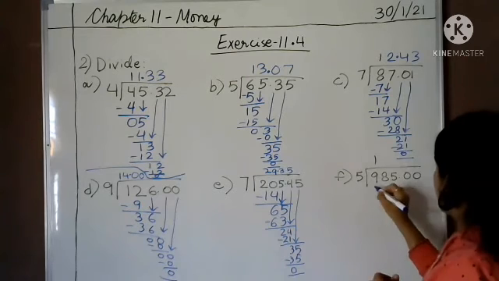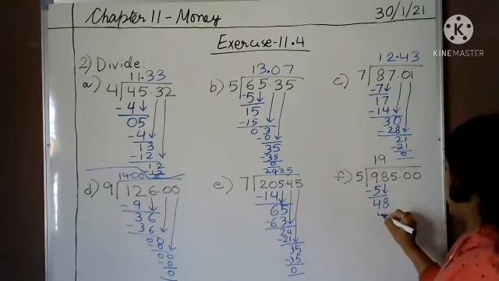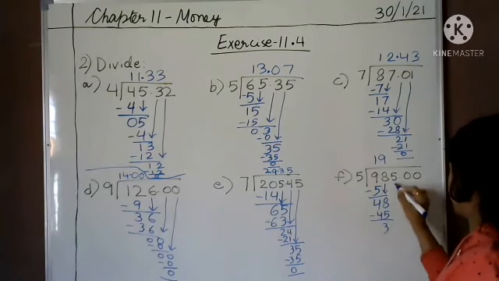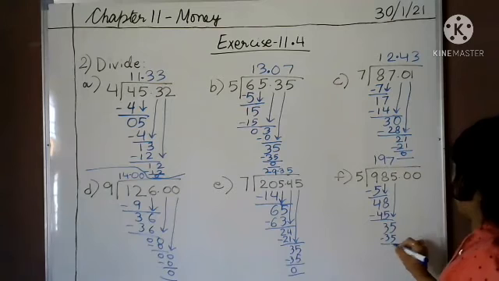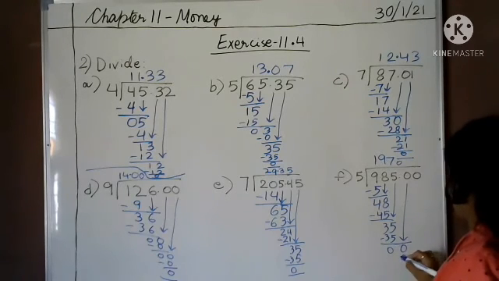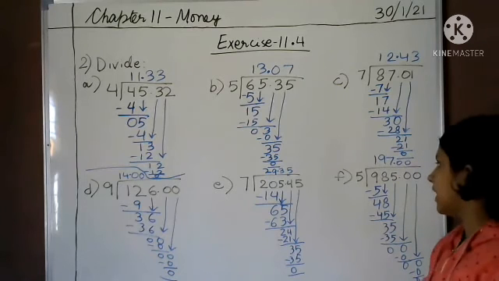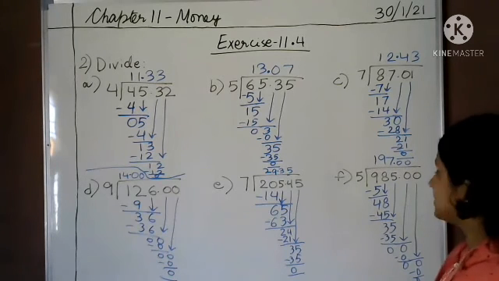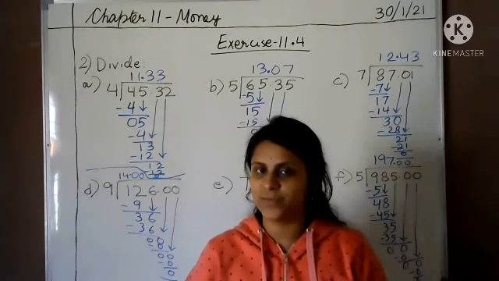Now here 5 ones are 5, 5 nines are 45, 5 sevens are 35. 5 zeros are 0. 5 zeros are 0. यहाँ आ जाएगा डेसिमल पॉइंट. So the answer is 197 rupees. So with this we have completed question number 2. Now let's look at the word problems.